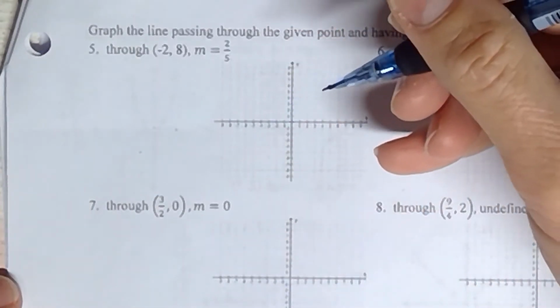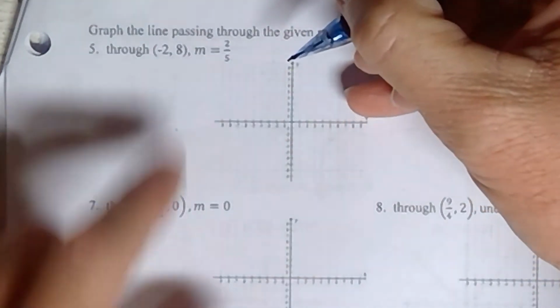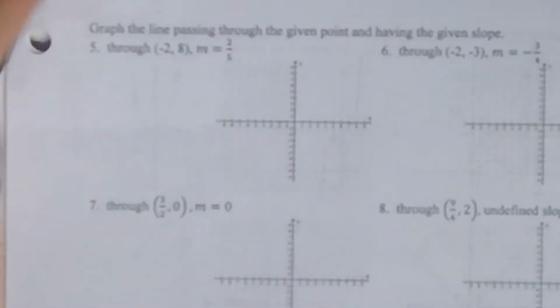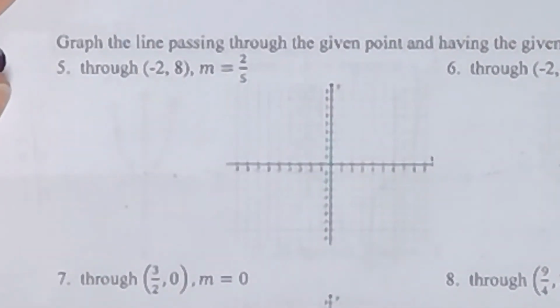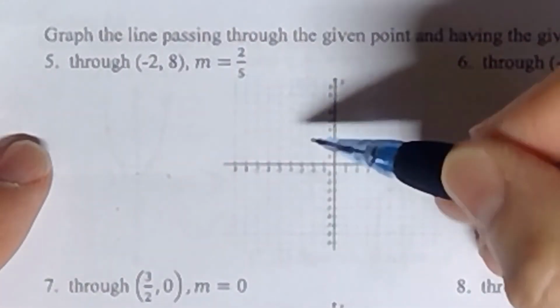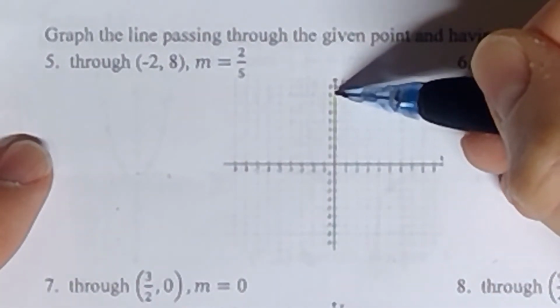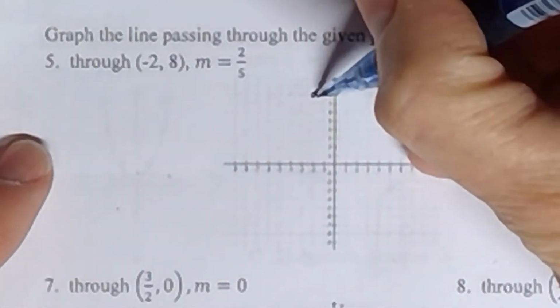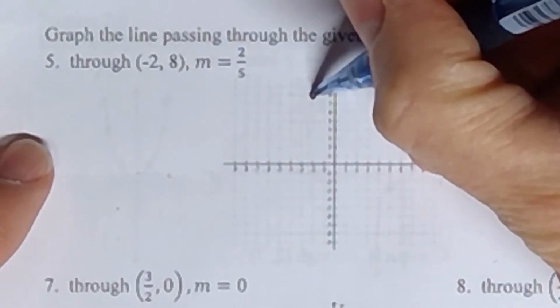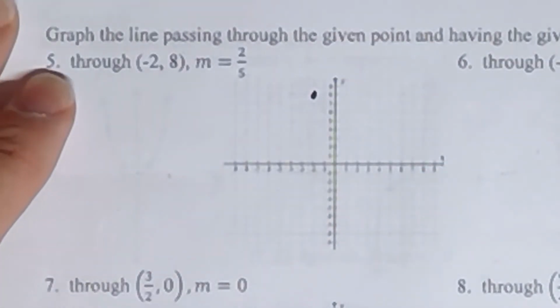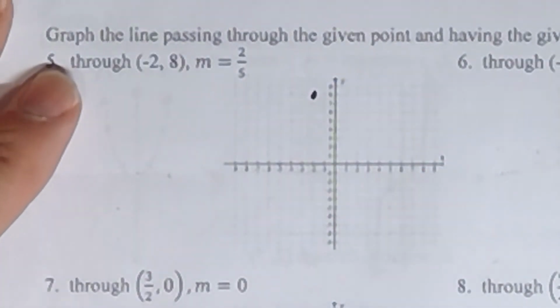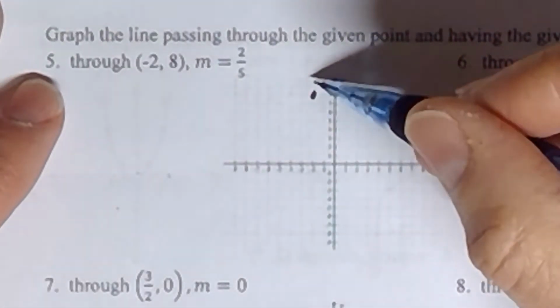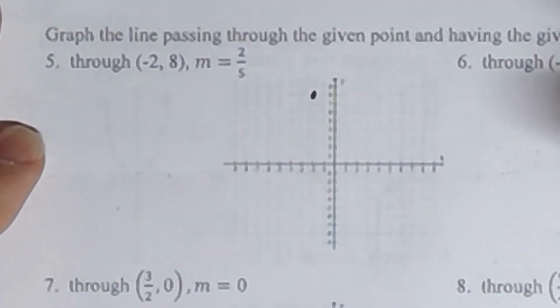start out kind of like you did with the y-intercept. You start out with the point. Let me zoom in so you can see it better. You start out with the point that they gave you. All right, negative 2 comma 8 is right there. And the slope is 2/5. And so you build off of that point right there just like you did with the y-intercept earlier.